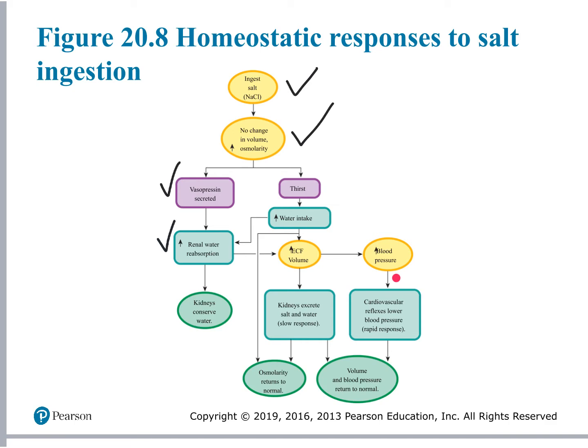As the kidneys conserve water, the osmolarity will be lowered. The other thing that will be triggered is your thirst mechanism. So when you increase your salt intake, which will decrease your osmolarity, it increases the thirst. So as you get thirsty, you drink more water. When you drink more water, you increase the extracellular volume and you increase the blood pressure. When that happens, the osmolarity will return to normal and your blood volume and blood pressure then return to normal.